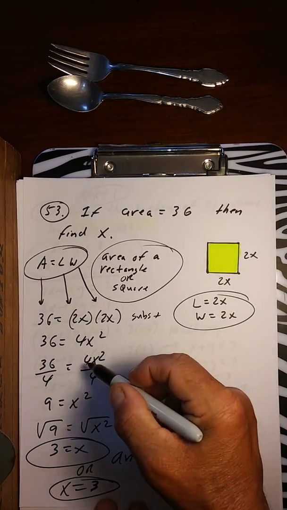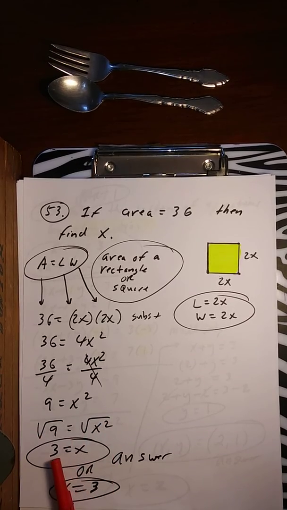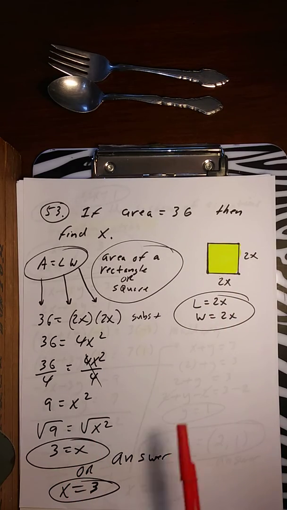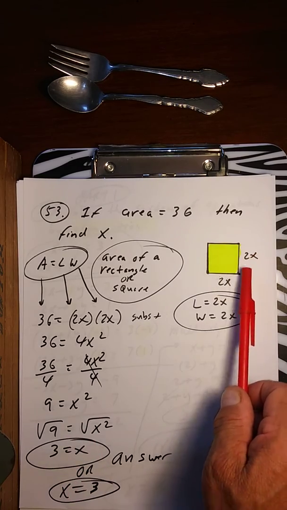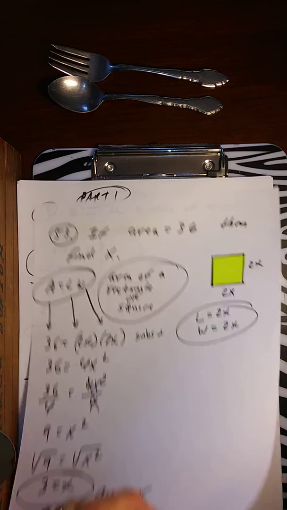So we have 9 equals x squared. Take the square root, so x equals 3. It could be positive or negative, but we're going to use the positive for the length. So x is going to be 3, because 2 times 3 is 6, 6 times 6 is 36, so that works. So x is 3.